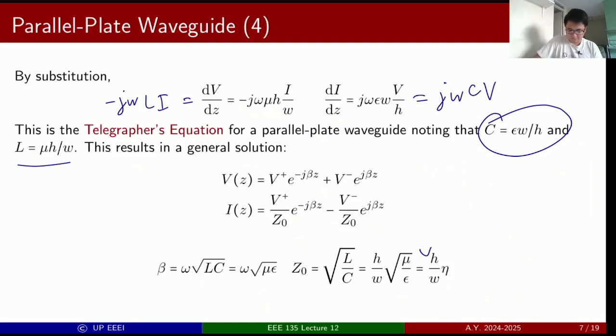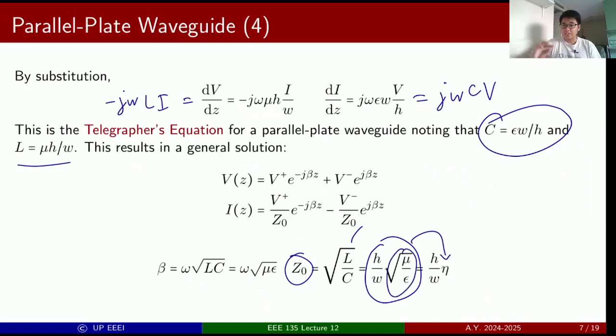So if you substitute the formula for characteristic impedance with your L and C, you get this expression, and then it's related to your characteristic impedance. So this square root of mu over epsilon is the intrinsic impedance of the dielectric between your plates. Right? And beta is still the same. It's equal to omega square root of LC. And if you simplify that, it just becomes omega square root of mu epsilon. So that's for your parallel plate waveguide.